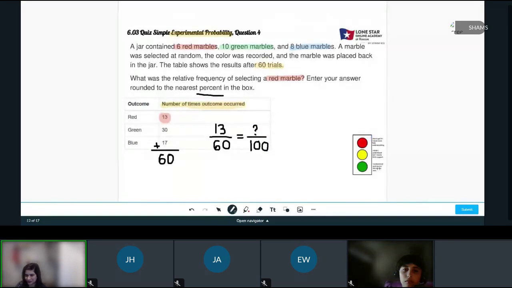No problem, Xavier, no problem. One easy way to handle this one is cross multiplying. So I will multiply 13 times 100. And 13 times 100 gives me 1300.